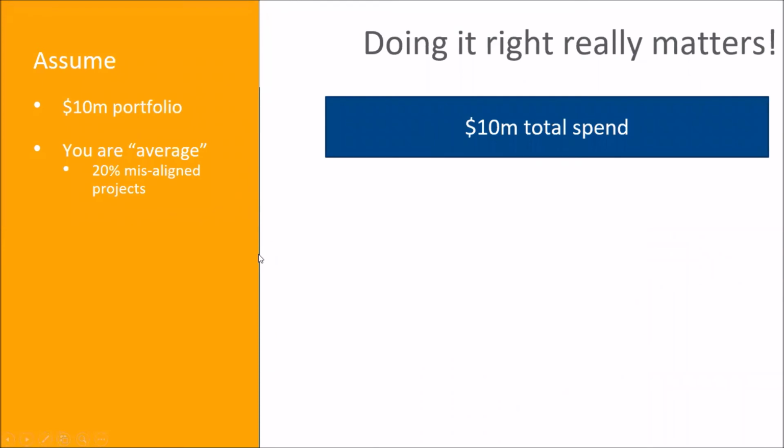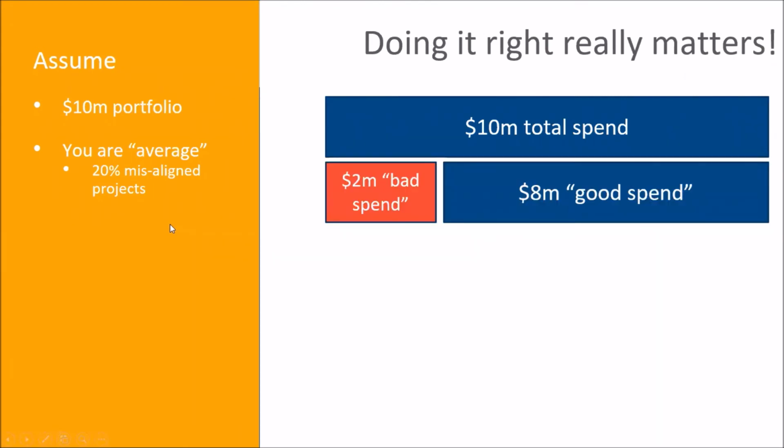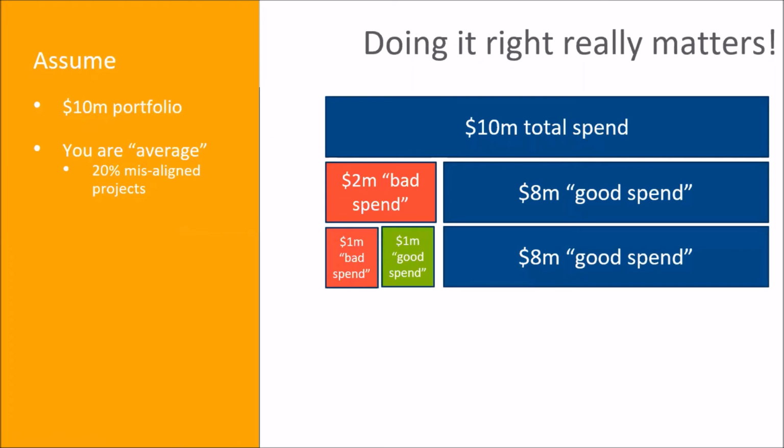So let's put some numbers on that. Imagine you're running a portfolio that's about $10 million worth of spend, and that you're an average portfolio. That means you've got 20% of your projects that you shouldn't be doing. So out of your 10 million, you've got 2 million of bad spending going on. If you improve your project prioritization process, let's say you can halve that. We'd hope to do much better than that, but let's say we only halve the amount of bad spending that goes on. We're going to avoid spending money on those bad projects. That's $1 million a year that we saved.